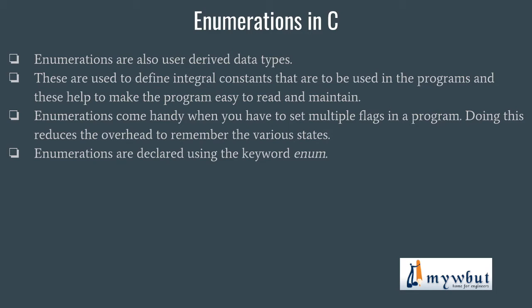Next, enumerations are obviously declared using the keyword enum. Just like for structure we had the keyword struct, in case of enumeration we have the keyword enum. So that is basically all of the theory. Let's go back. First, we will see the example of unions.